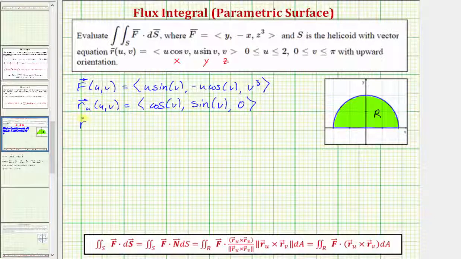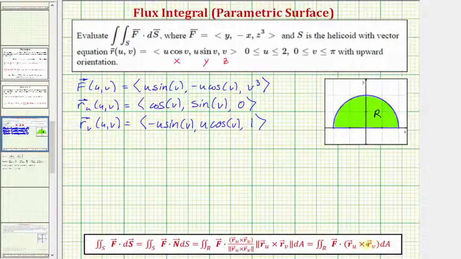And now for the partial with respect to v, the x component would be the derivative of u cosine v with respect to v, which would be u times negative sine v, or negative u sine v. The y component would be the derivative of u sine v with respect to v, which would be u cosine v. And the z component would be the derivative of v with respect to v, which is 1.